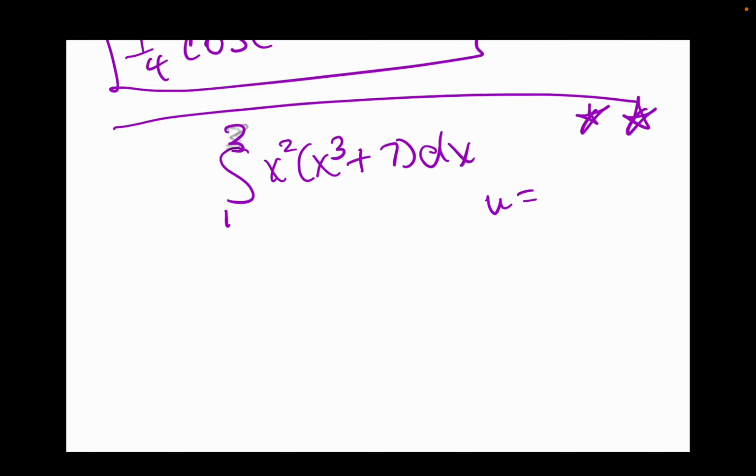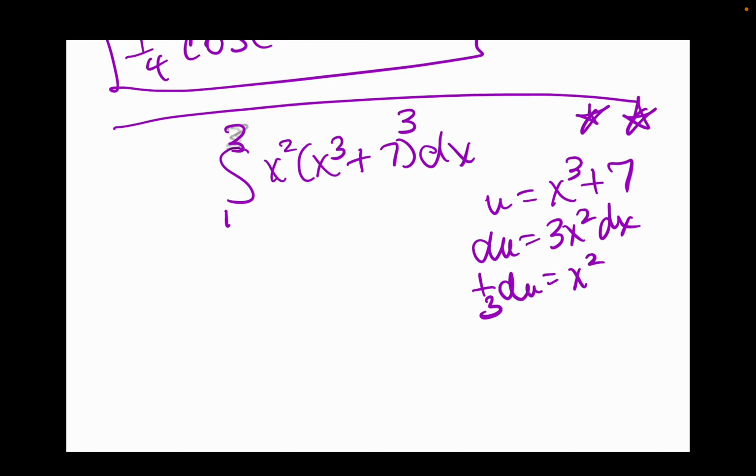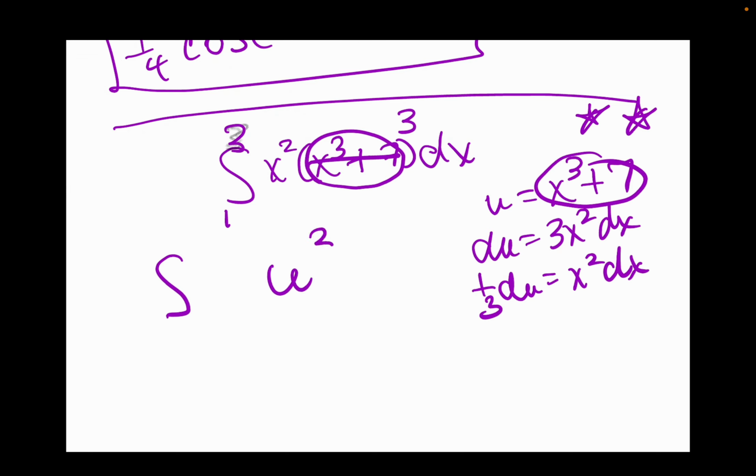However, if it said this, I wouldn't want to multiply all that out. So I would use substitution. So make your decisions wisely. u is x cubed plus 7. Du is 3x squared dx. So I get 1/3 du equals x squared dx. So I have the integral. All right, x cubed plus 7 is u. So that's taken care of, cubed. X squared dx is right here, and it's 1/3 du.